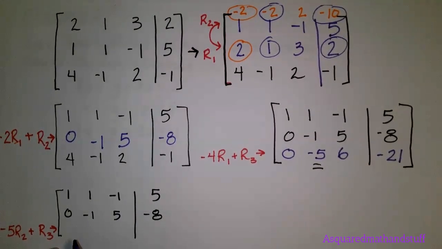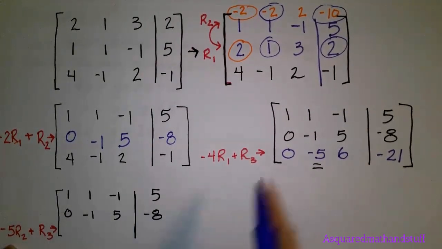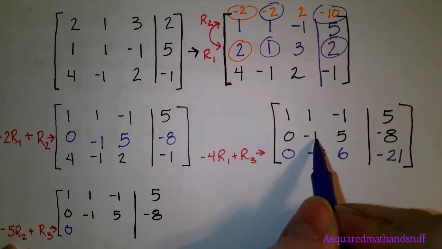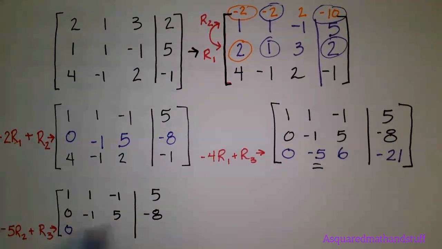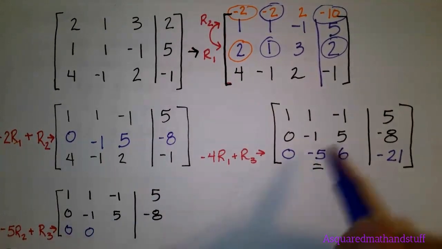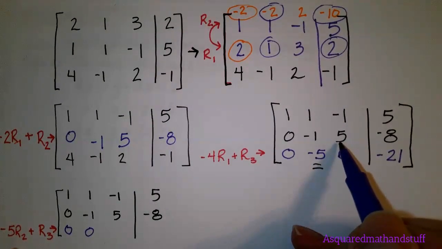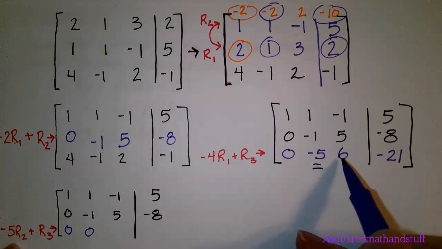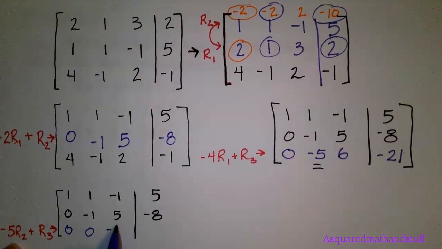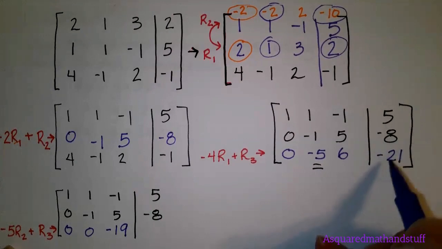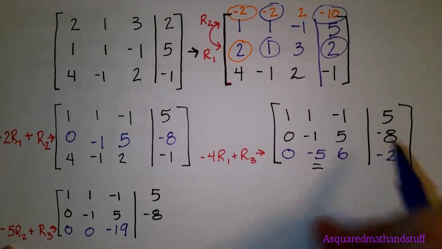Our new row 3 becomes negative 5 times 0 is 0. Negative 5 times the negative 1 is positive 5, plus negative 5 gives us 0. Negative 5 times 5 gives us negative 25. Negative 25 plus 6 gives us negative 19. And then finally, negative 5 times a negative 8 is positive 40. Positive 40 minus 21 gives us a positive 19.